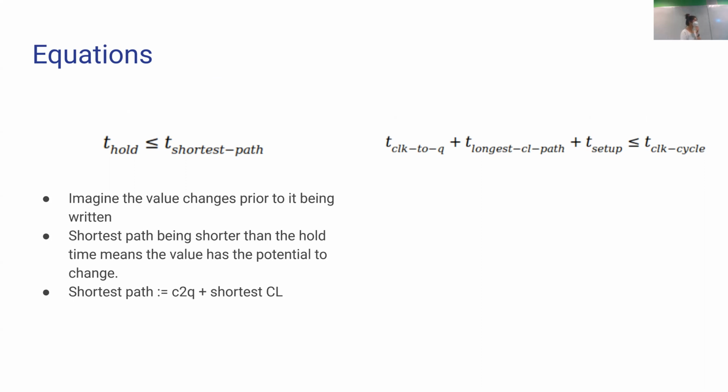Yeah. So once you have the shortest combinatorial logic, during the setup time, it should stay because it's already been counted into the clock cycle. So there will be no other values traveling back to change that value.